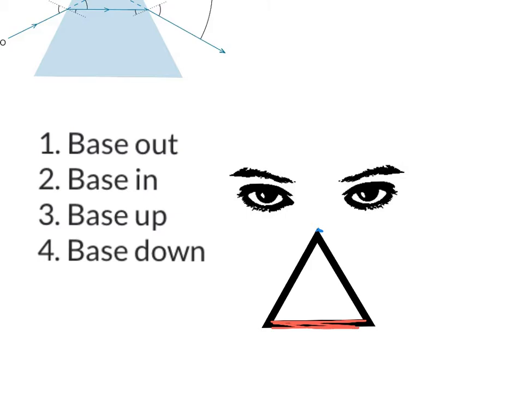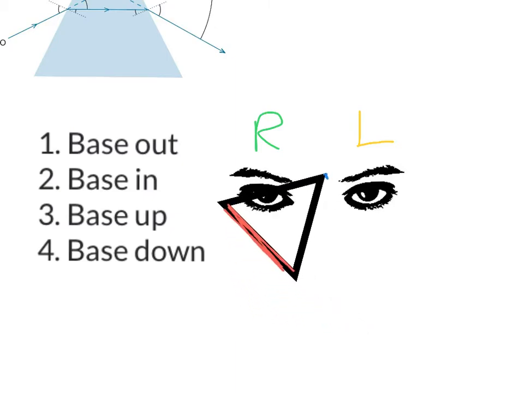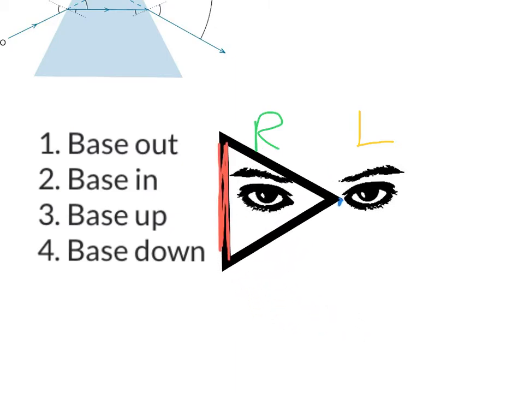Base out will be like this. And you have to specify which eye. So this is the right eye here. And this is the left eye here. So let's say you have base out in the right eye. So that will look something like this. You have to put the prism with the base facing outwards. So that's base out right eye.